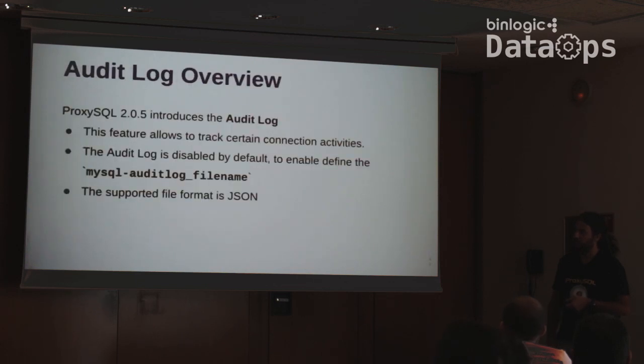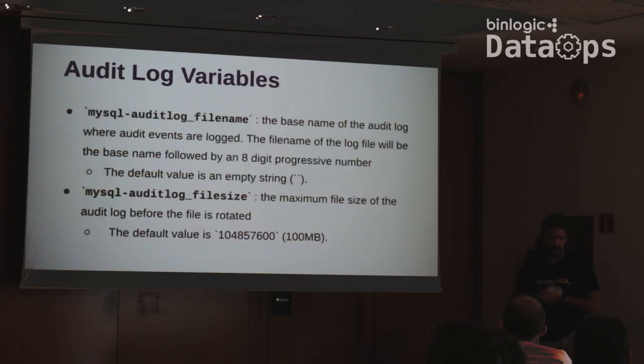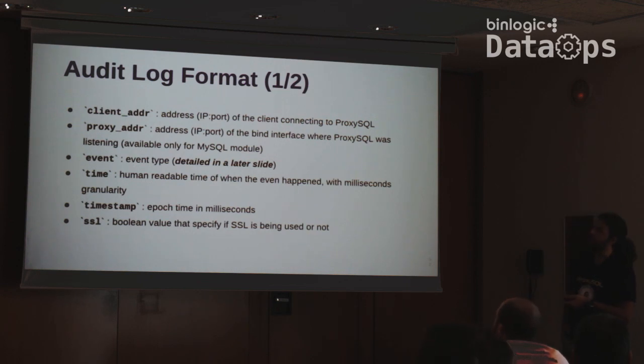Only JSON. But I will show you soon how it looks like. So those are basically all the information that you have in the JSON format. So you have the client address, and the proxy address, because ProxySQL can listen on multiple IPs, and technically also multiple ports. So you also have information about the event, when it happens. The when happens in two formats, one human readable and the other one is an epoch time in millisecond.